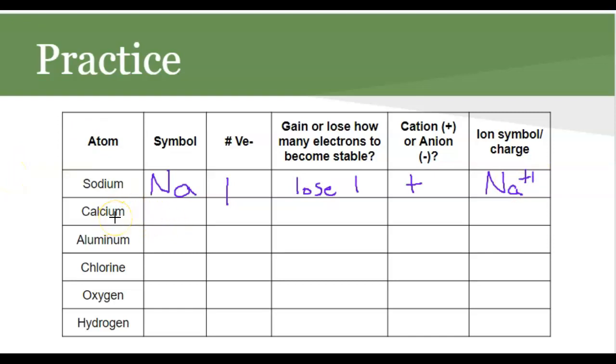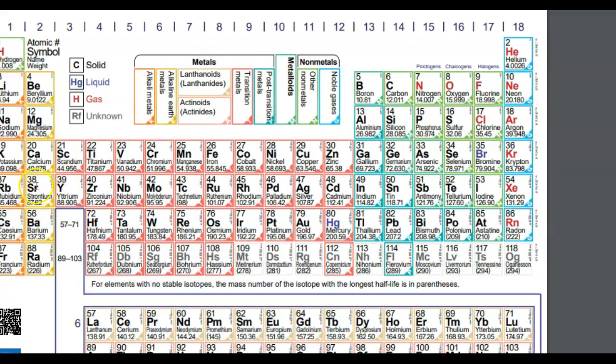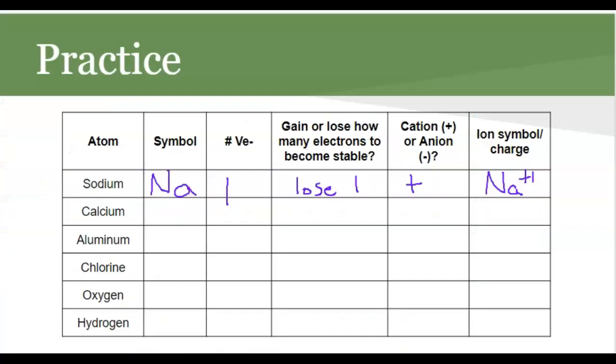So now let's take a look at calcium. If I come over to the periodic table, calcium is number 20. It is in the second column. So again, these are the +2s. So calcium as a symbol, I will write Ca. It has 2 valence electrons. So because of that, it will lose 2 and become positive. You would write it as Ca, and you can do 2 plus or +2. It doesn't much matter.